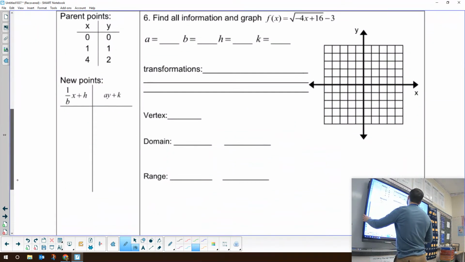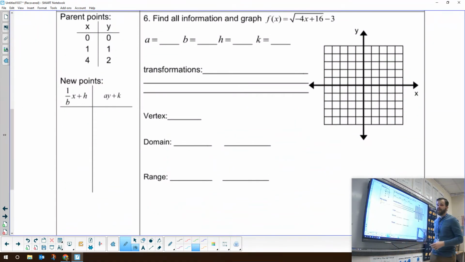So number 6, we're going to try my transformations here. So we have the square root of negative 4x plus 16 minus 3. So first off, my a. Well, we have no a for this one, so we just have an a of 1. However, take a look at your b.